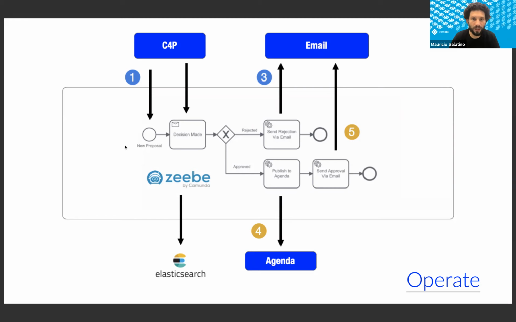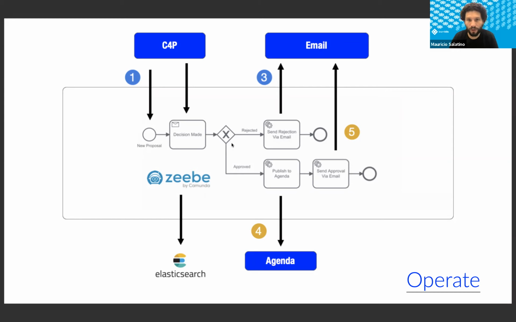So I created this model here. It's something you can create with a tool that I will show later on. Basically, this model says that every time the call for proposal service receives a new proposal, we will store it in the database in this service, but we will also start a new instance of this model. That instance will move the proposal through these different boxes. The first box is waiting for a decision to be made by the committee. This is the service that exposes the endpoint where the decision is made. When the decision is made, this service connects to that model instance and moves the flow forward.